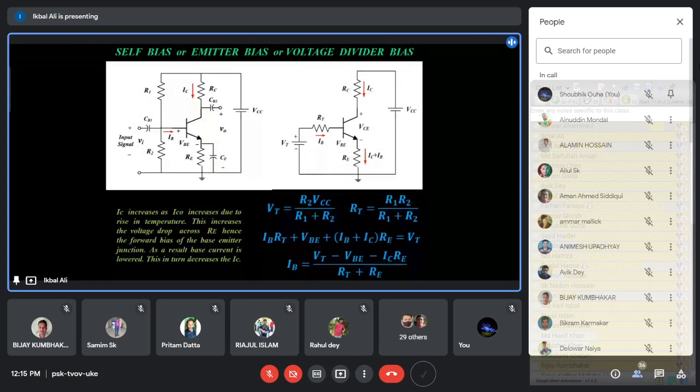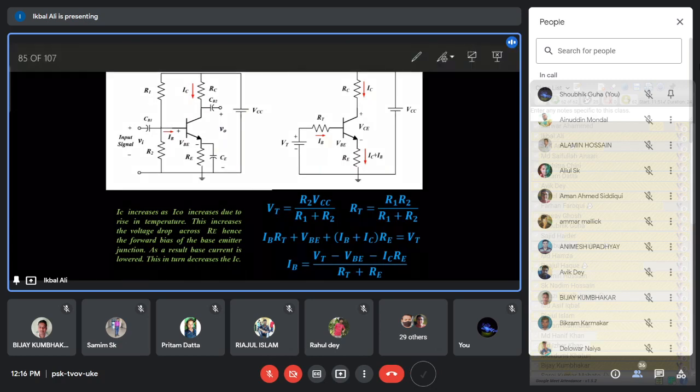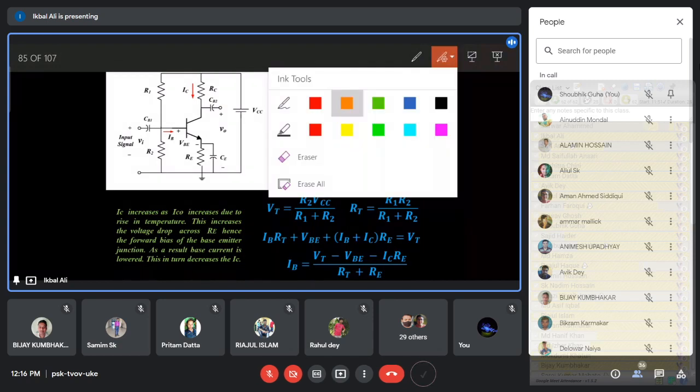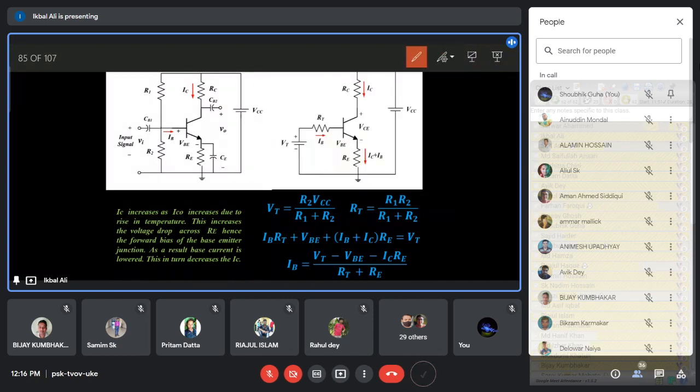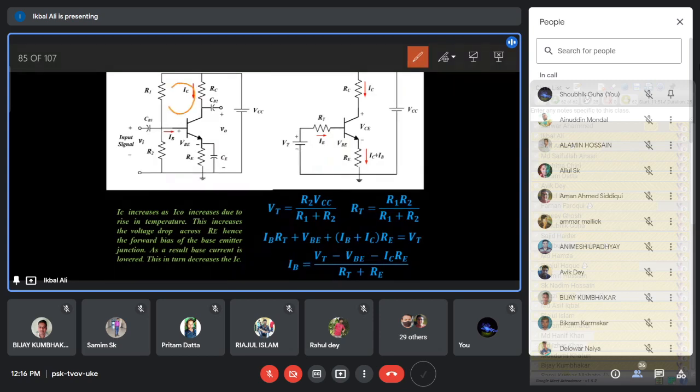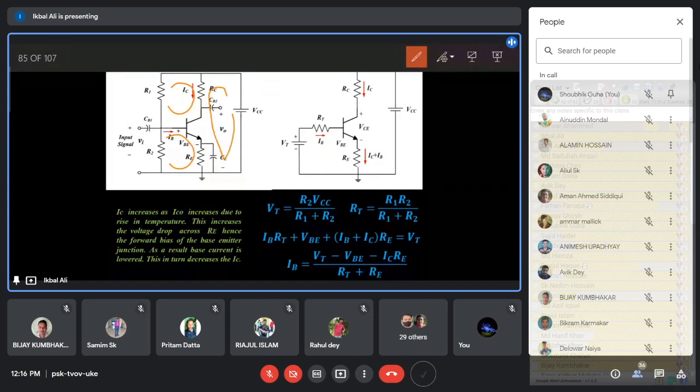Now, after all this has been done, we will apply the KVL equation to this circuit. Whenever we apply the KVL equation, we deal with the equivalent circuit, because the original circuit requires three mesh equations. This one is one mesh equation, this is another, and that is another. So you have to deal with three mesh equations for the original circuit.